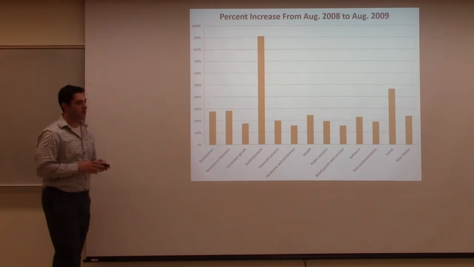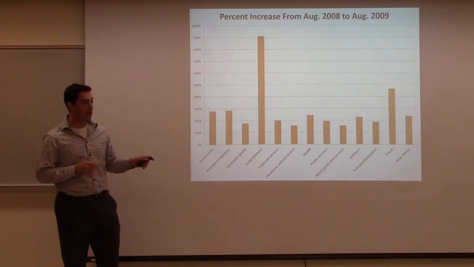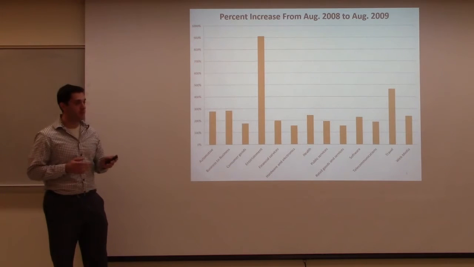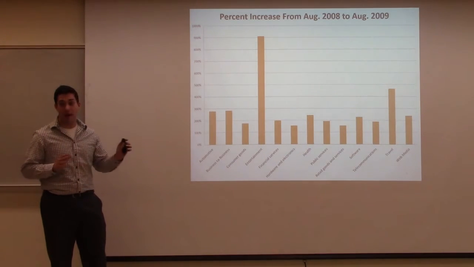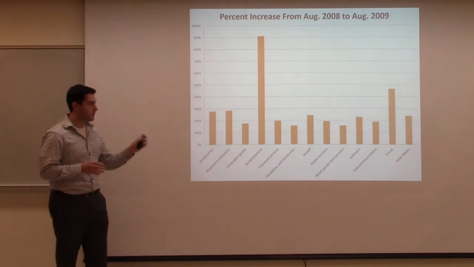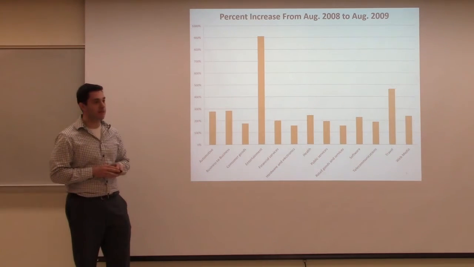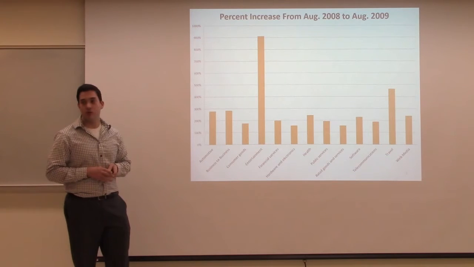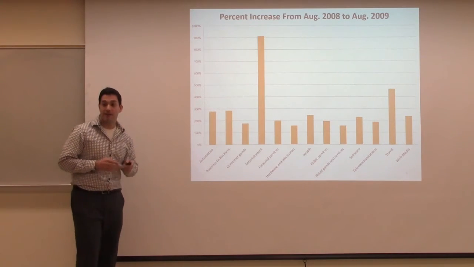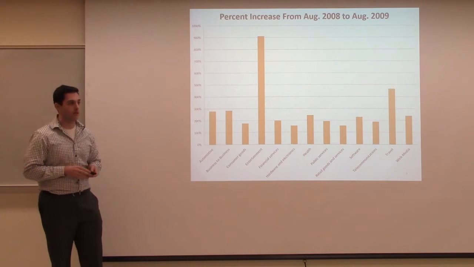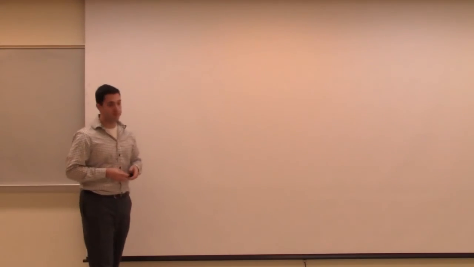So this graph showed that we did have a couple of outliers, but in general, the industry as a total actually increased spending on average 250% across the 13 industries. The takeaway from that is that social media spending and advertising industry-wide has increased substantially from August 2008 to 2009. Thank you.